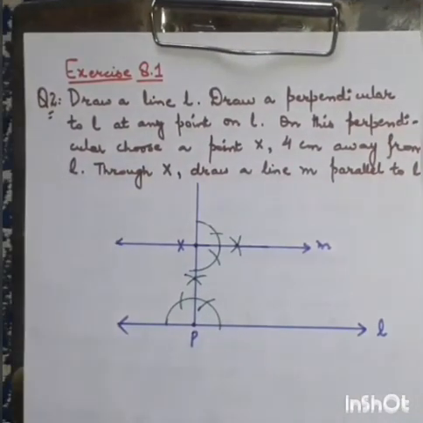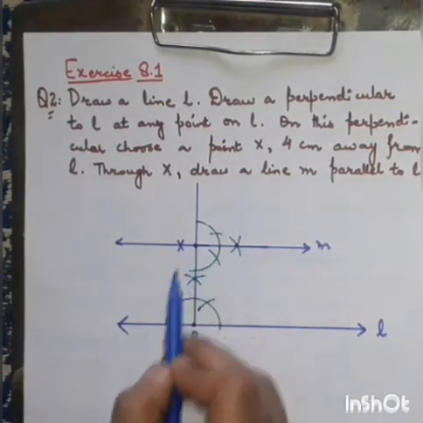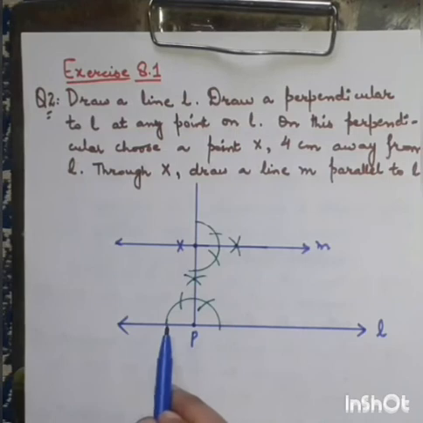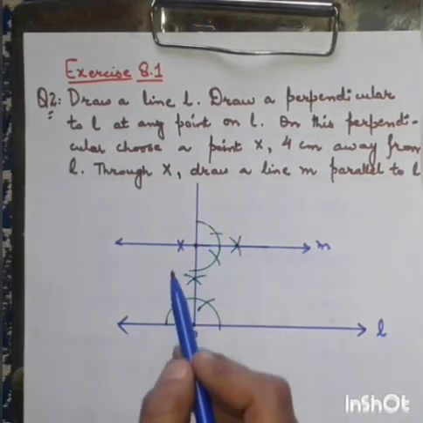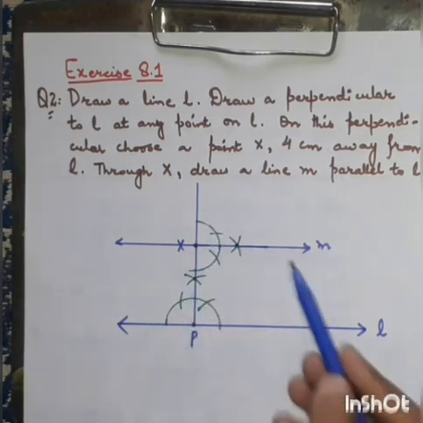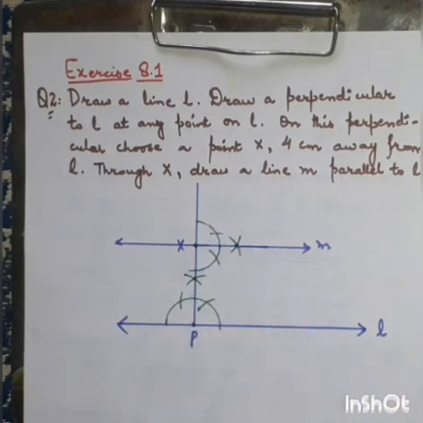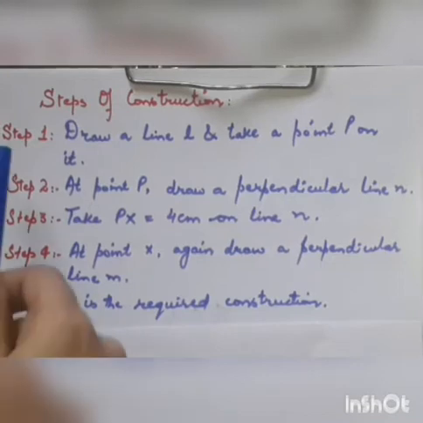As this angle is 90 degrees, this will also be 90, this is also 90, this angle is also 90. We can see these angles, like this is 90 and this is 90. So alternate interior angles are 90 degrees, or I can say corresponding angles are 90 degrees. So this line is parallel to this line. Clear, students?